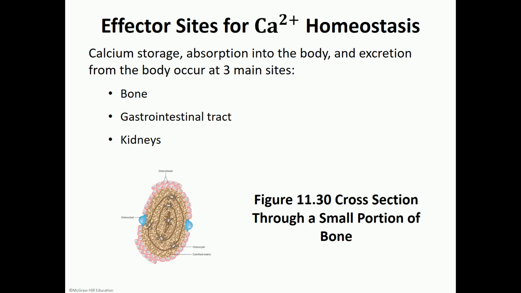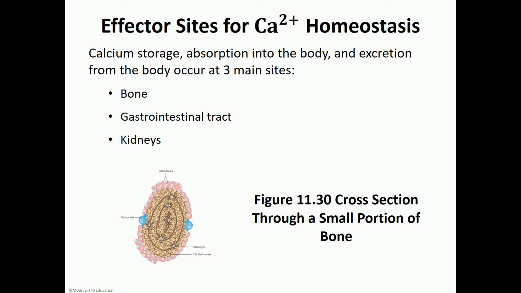Now, the effector sites for calcium homeostasis, which actually means that the hormones that we will be discussing here related to calcium have 3 targets. The targets are either the bone, the gastrointestinal tract, or the kidneys. In the bone, that's where we store calcium. So we can either deposit more calcium onto the bone or tap into that calcium storage when needed.